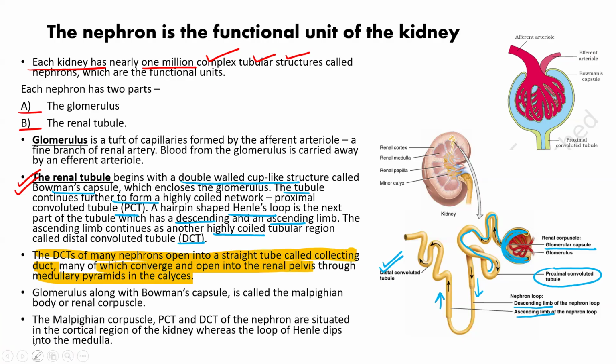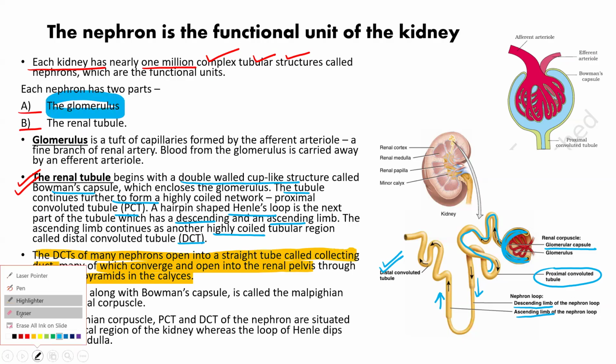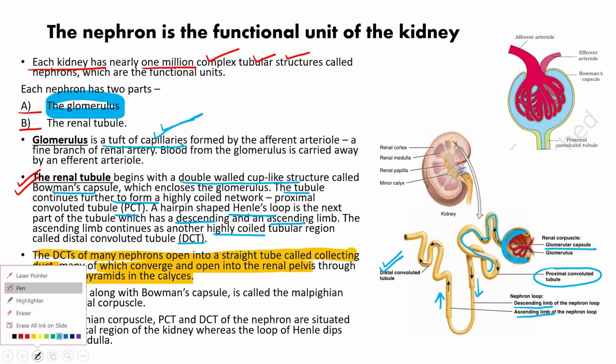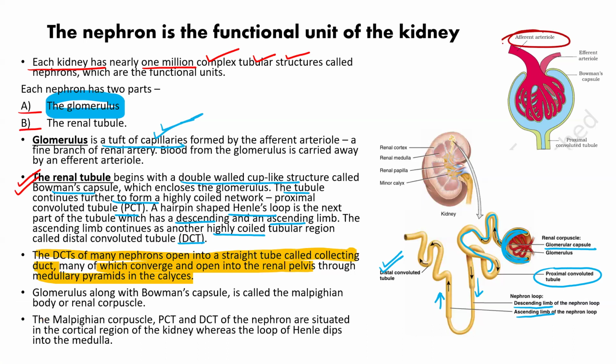Clear? Now let me discuss the glomerulus. What is glomerulus? Glomerulus is a tuft of capillaries. How is it made? See here, this is the afferent arteriole. Please check the diagram. The afferent arteriole gives rise to this network of capillaries, which is known as glomerulus, and again comes out as the efferent arteriole. So it is a tuft of capillaries made by the afferent arteriole, and blood from glomerulus is carried by the efferent arteriole. So glomerulus is nothing but a network of capillaries.